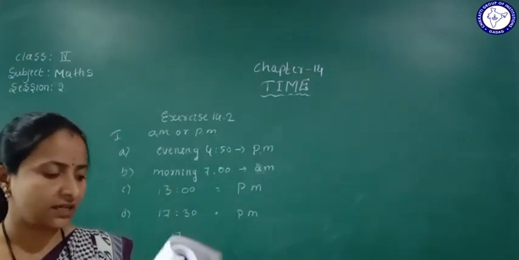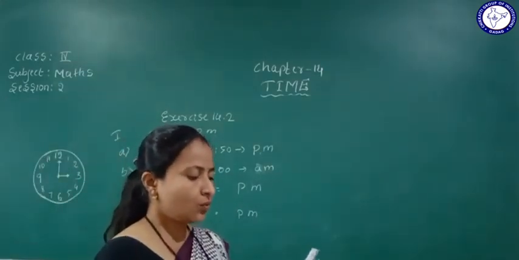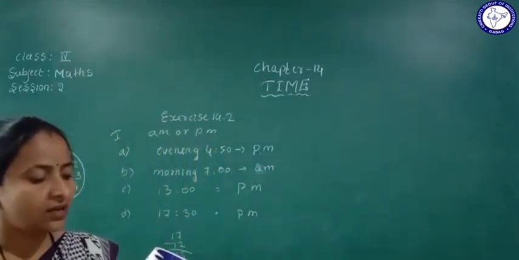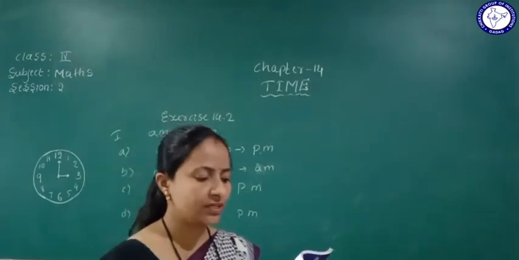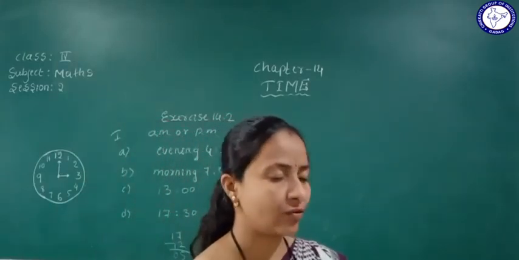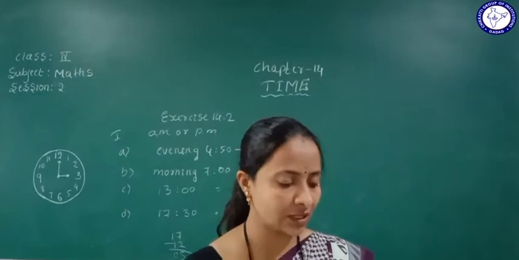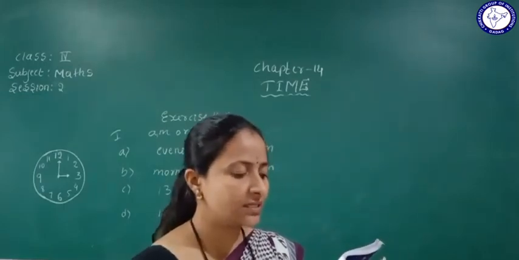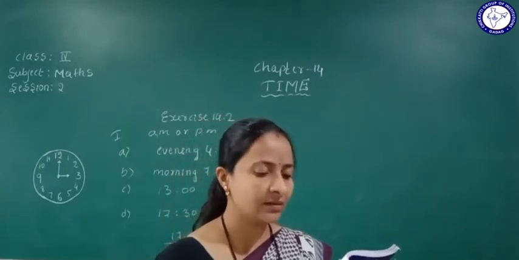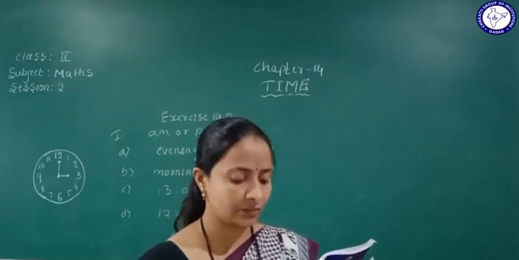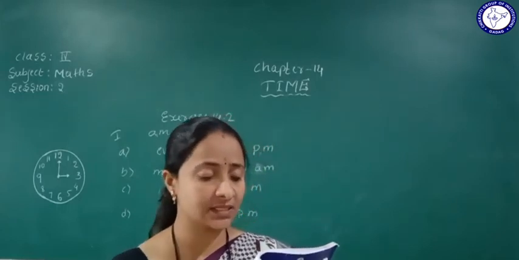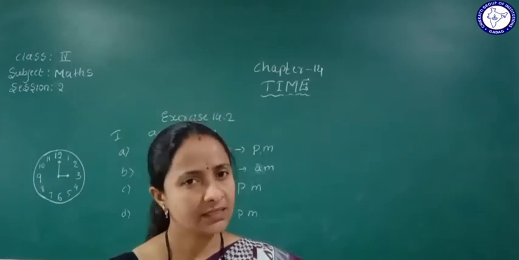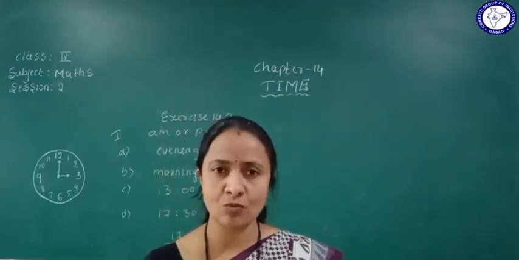Next one, that is the second main question they have given here. Lakshmi's daily activities are given. Write anti-meridian or post-meridian, and convert the time to a 24-hour clock. So what will we do here? Lakshmi gets up in the morning at 6 o'clock. So is it anti-meridian or post-meridian? It's anti-meridian, because it's morning.